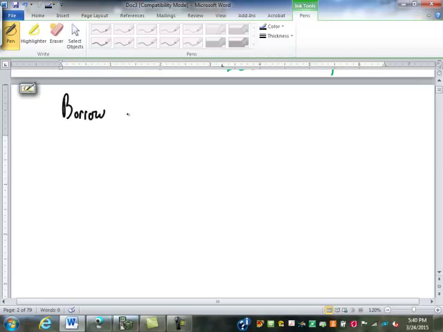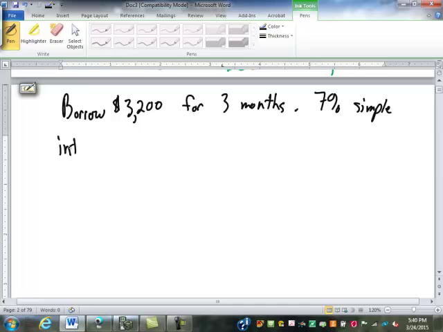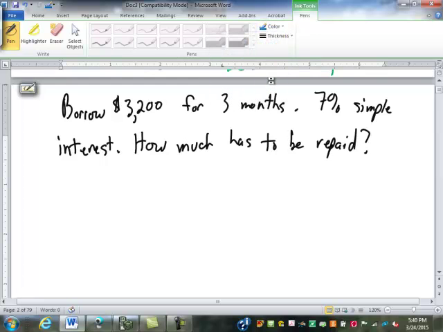So you might go to a bank and ask to borrow $3,200 for 3 months. And the bank gives you 7% simple interest. How much has to be repaid? Basically, what are we asking for here? Are we asking for the amount of interest? Or are we asking for the maturity value? We're asking for the maturity value.